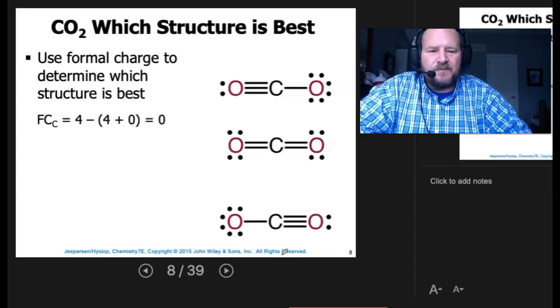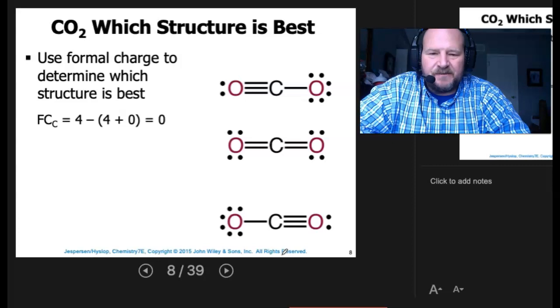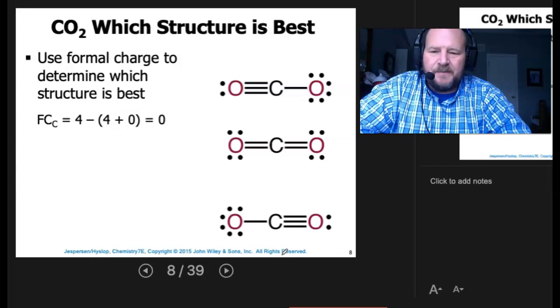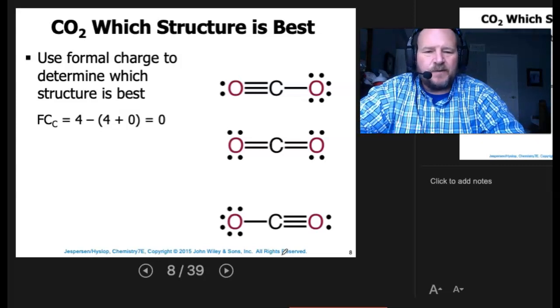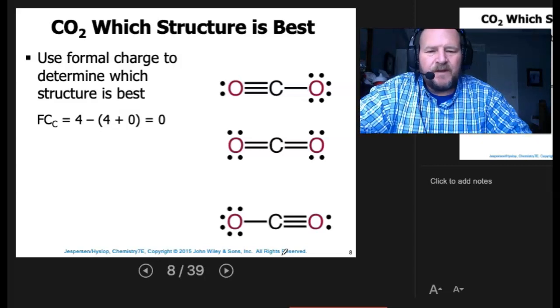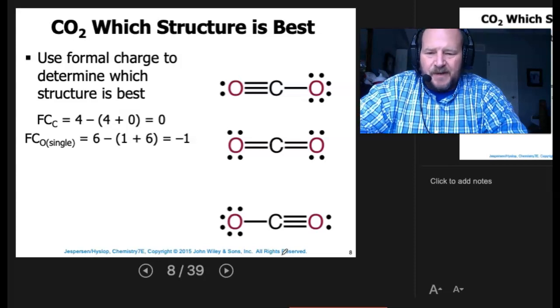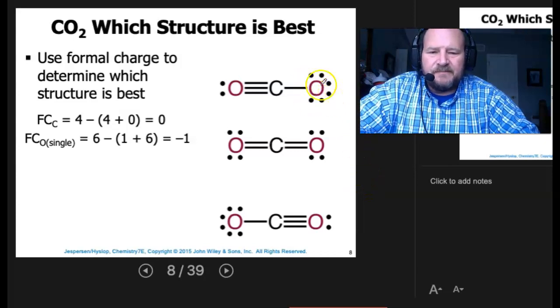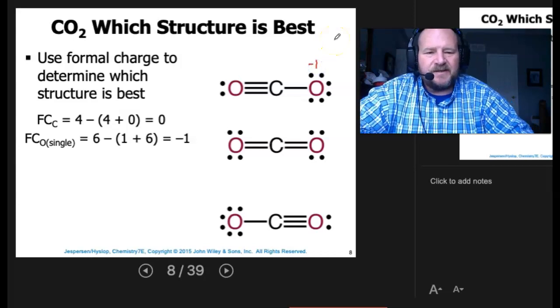So the formal charge for carbon in all 3 of these is going to be 0, right? It's got 4 bonds, 4 valence electrons. So 4 minus the 4, and none of these 3 cases has a lone pair. So that's going to be a plus of 0. And of course, 4 minus 4 plus 0 would be equal to 0. For the single bond, right? Here we have 6 valence electrons for oxygen, 1 bond plus 6 lone pair electrons gives us a negative 1. Now the negative 1 would fall on the oxygen, which means that's going to be okay.